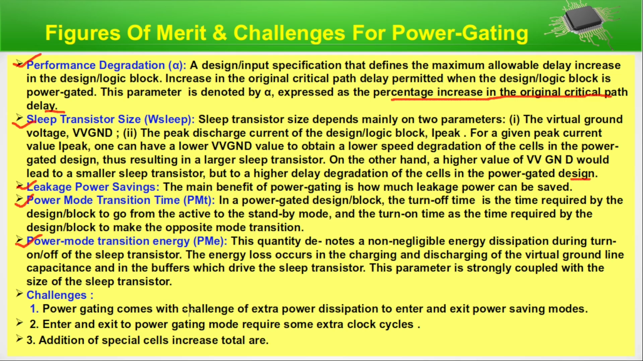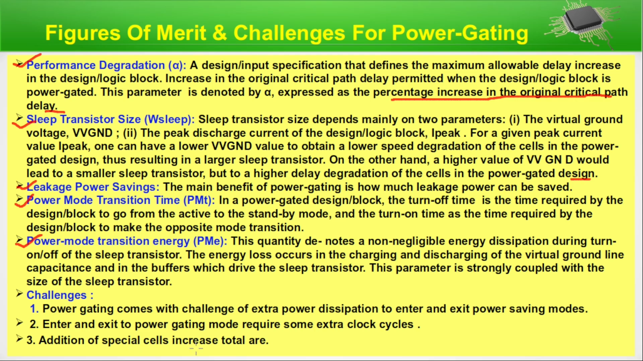Power gating comes with the challenge of extra power dissipation to enter and exit power saving modes. Extra logic is implemented, and extra power is required for that. Entering and exiting power gating mode requires some extra clock cycles. More function is happening in time, so it will consume some time. So more clock cycles are required.